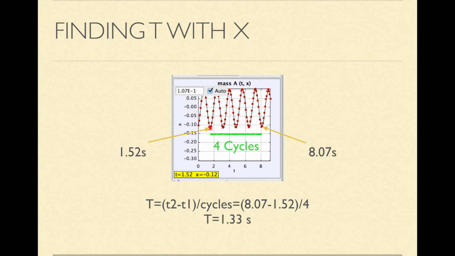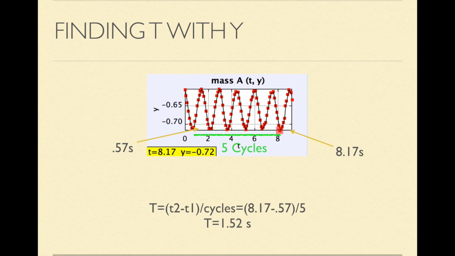Using x data, I found the period to be 1.33 seconds, and using y data, I found the period to be 1.52 seconds. Although the periods are reasonably distinct, this makes sense because different forces act in the x and y directions. In this experiment, we see the energy principle and law of conservation of energy being satisfied even as the potential and kinetic energies fluctuate.